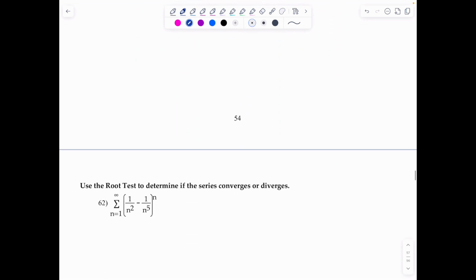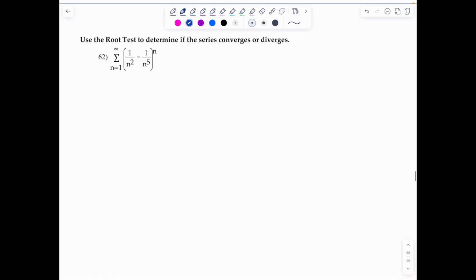Last one. You know, this should have been the first one. It's so easy. So again, root test. Let's look at the limit as n goes to infinity of the nth root of the absolute value of (1 over n squared minus 1 over n to the 5th) to the n.